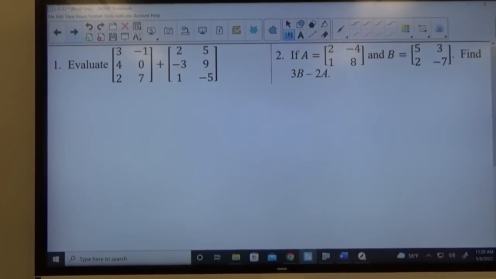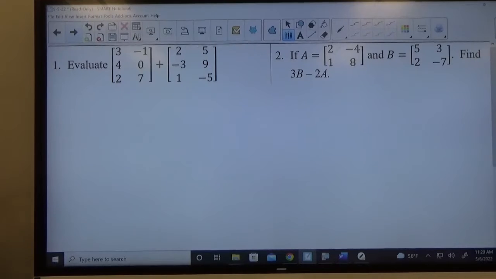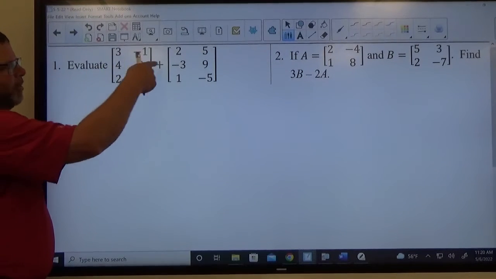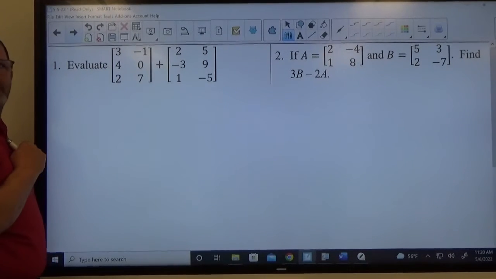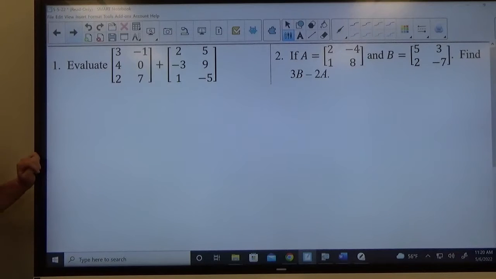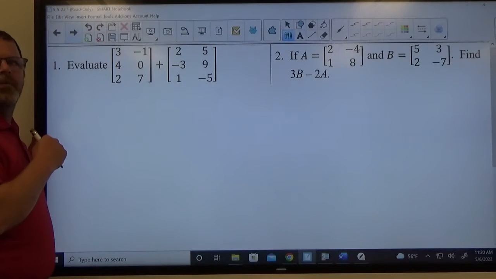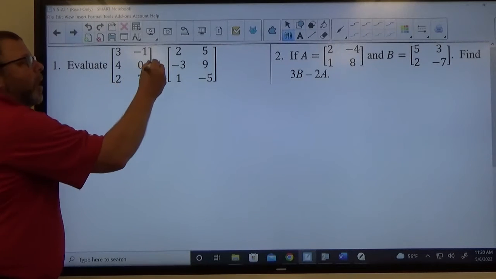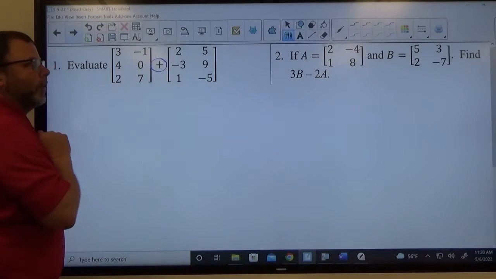So example 1, or problem 1, says to evaluate this plus this. The dimensions have to match. Hint, the dimensions will match. I'm not going to give you a problem on the test you can't do. So, don't worry about the matching dimensions thing. It should work. What I want to focus on is what am I supposed to do, which is addition.